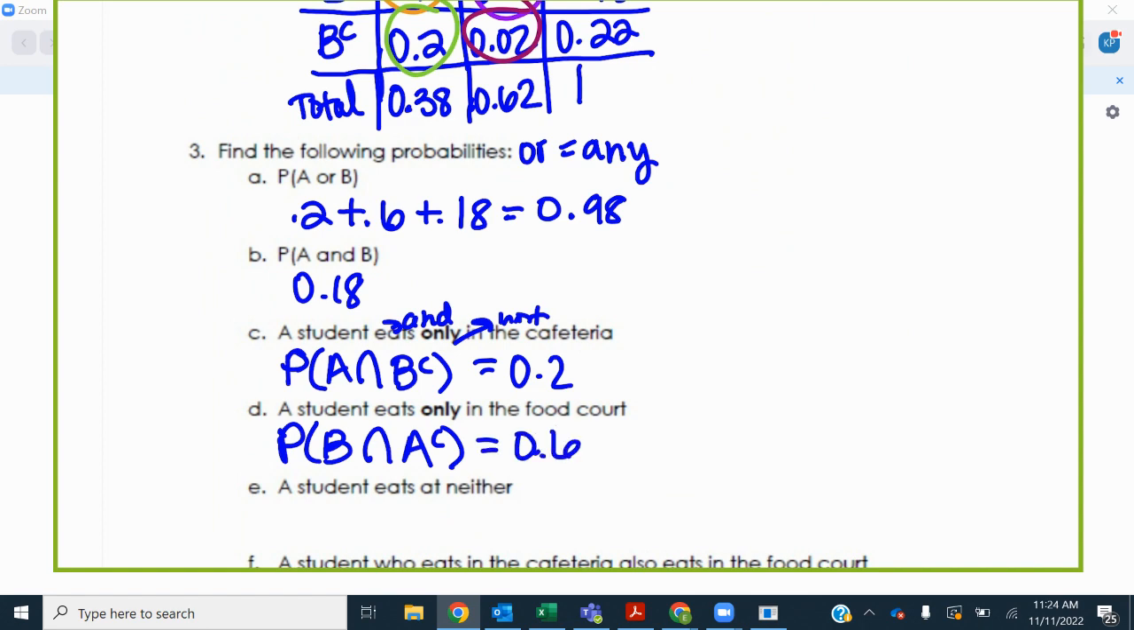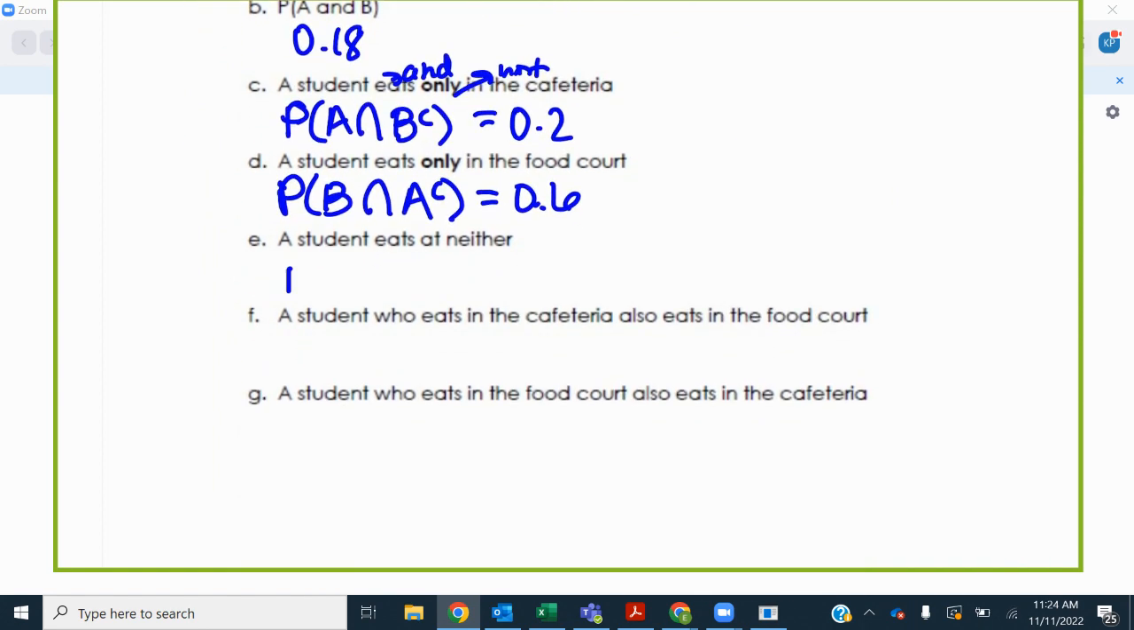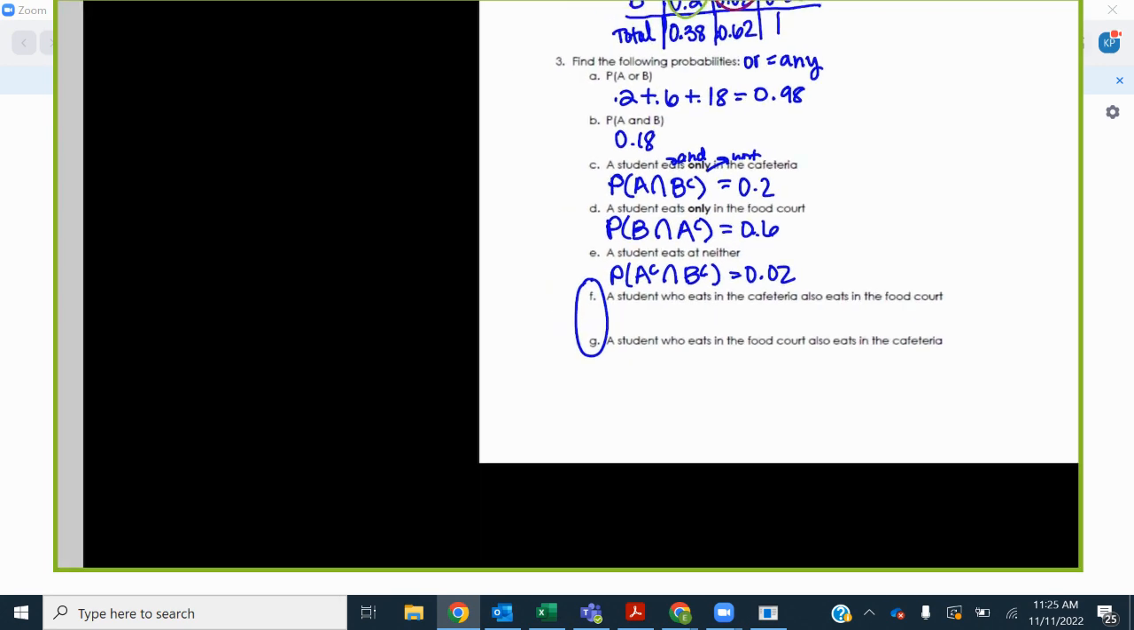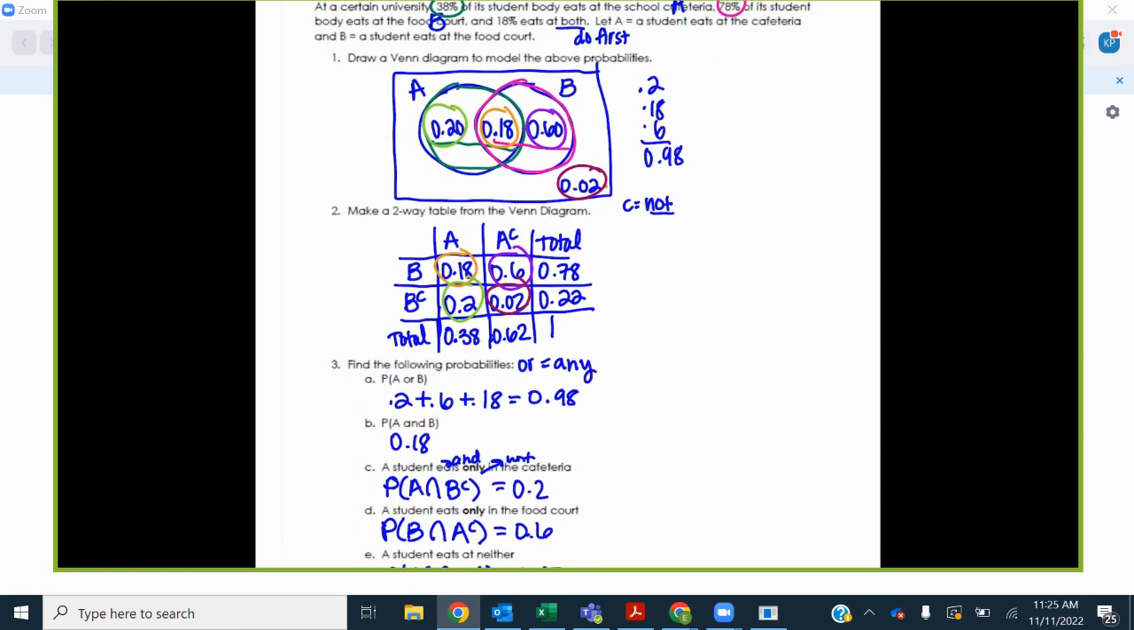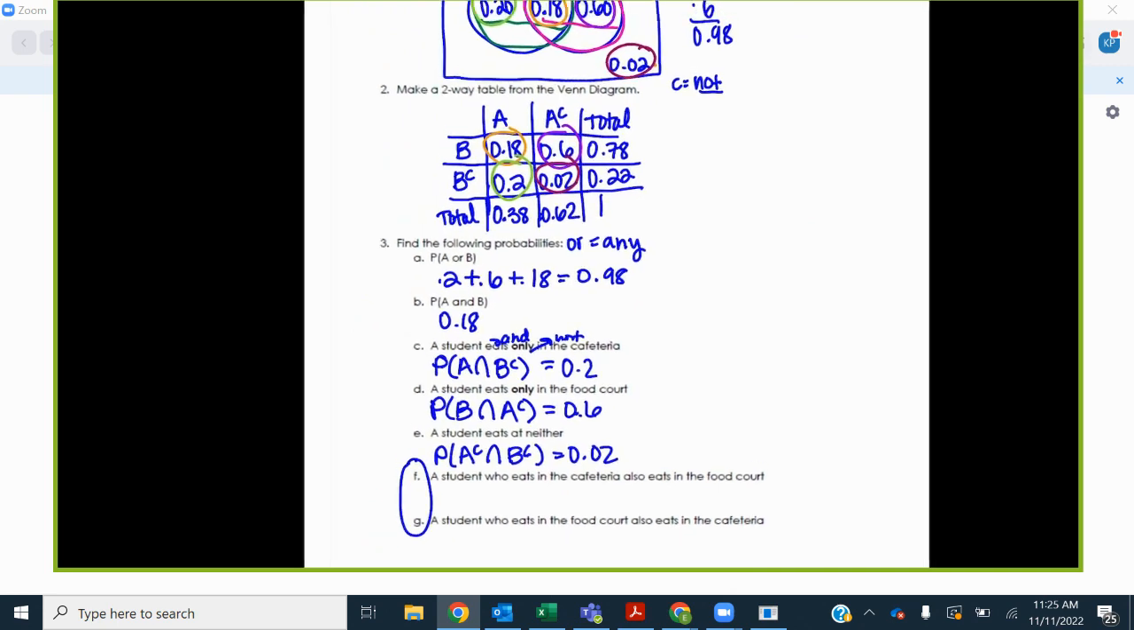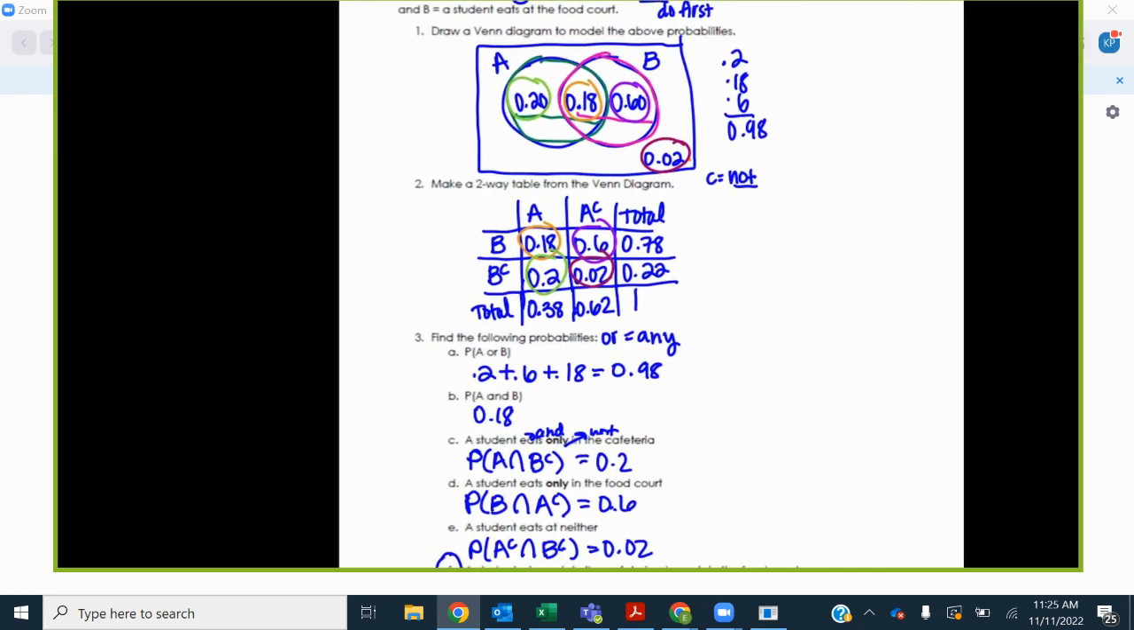Only the food court would be food court and not cafeteria. That's the 0.6. And then neither is going to be a little bit interesting to write. We're going to write neither means not in A and not in B. And that's the 0.02 we wrote before. And then a student who eats in the cafeteria also eats in the food court. We'll come back to these later. That's part of our lesson later. Okay, so that's just a little intro to Venn diagrams and some notation.